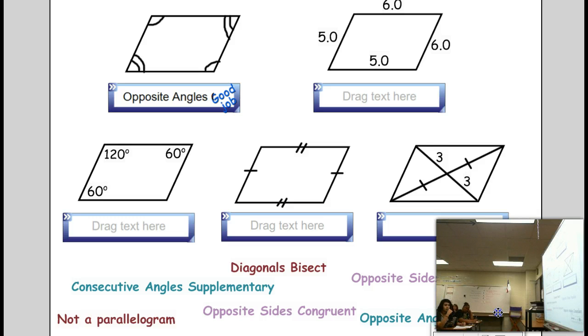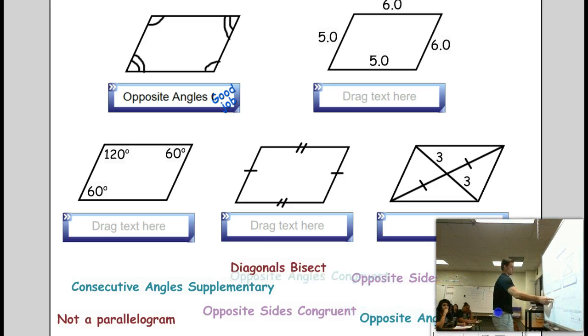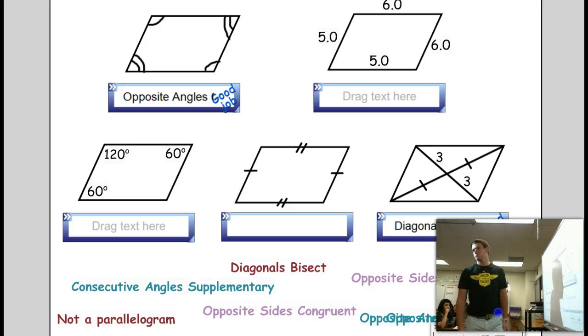John, you should be ready to go. You're on deck. Austin's up. You should be ready to go. Opposite angles. Are you ready? Diagonals bisect. Right in the middle. Yay! Good job. Nice job, Austin. Good, John.